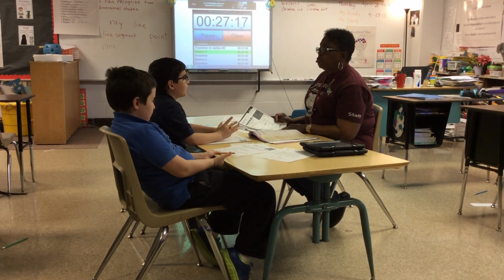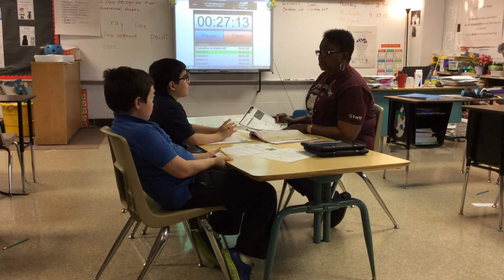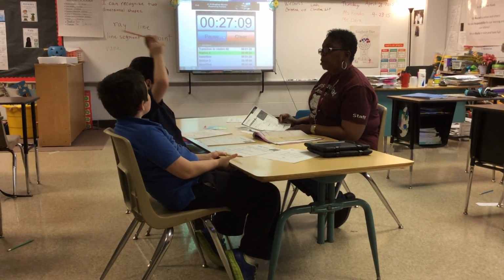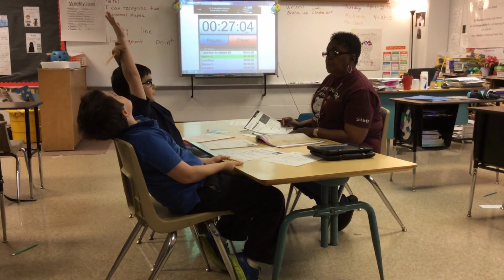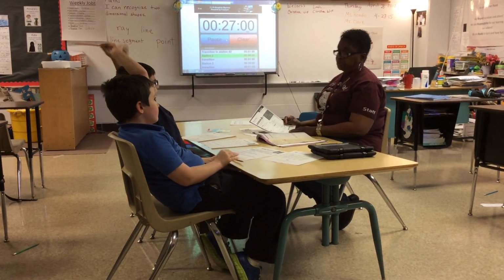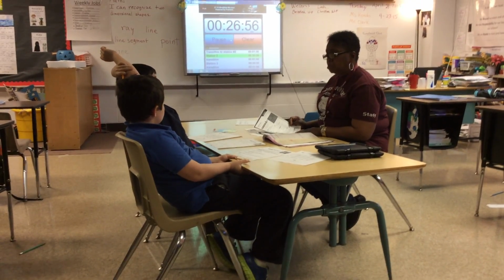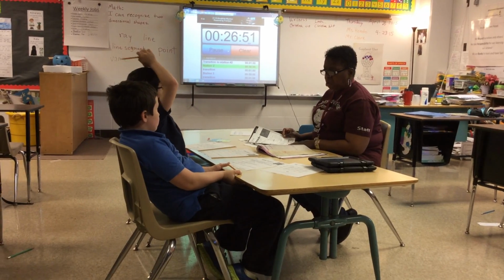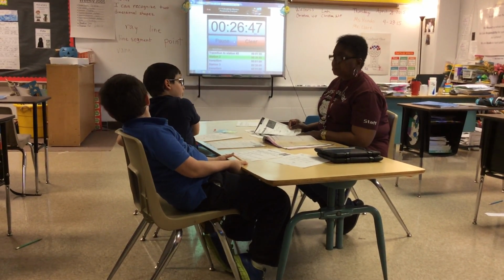Okay. Do you think an architect helped build this school? Yes. What shapes, if you look up, Devin and AJ, what shape do you think they used for our ceiling? Circles and rectangles. What about the window? Rectangles and squares. What about the door? Rectangle.